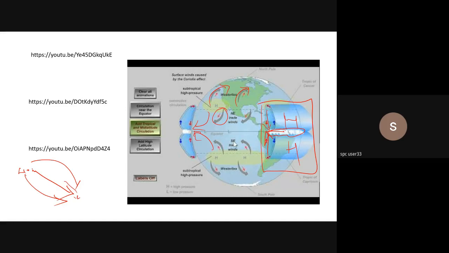While I set up the YouTube clips here, I want you all to think about what actually should be happening. Student: Sir, Coriolis force. Yes, that's excellent. The Coriolis force. And one of these clips is on the Coriolis force.